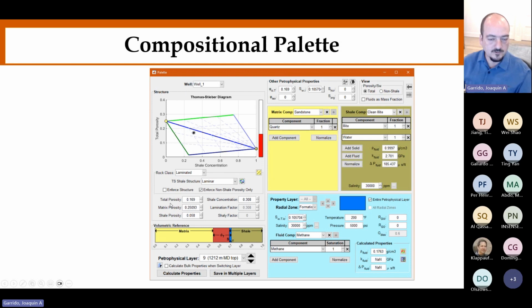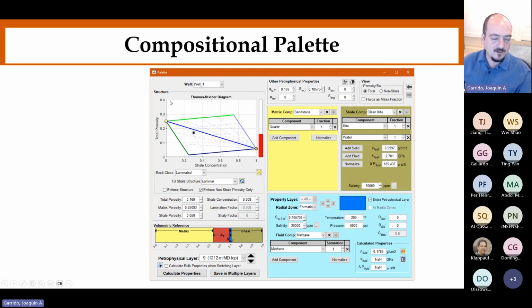It tells you the total porosity, matrix porosity, shale concentration. These four variables are always connected. Then you can infer the laminar factor and the shale factor if you know all these four. But these four are free but connected.